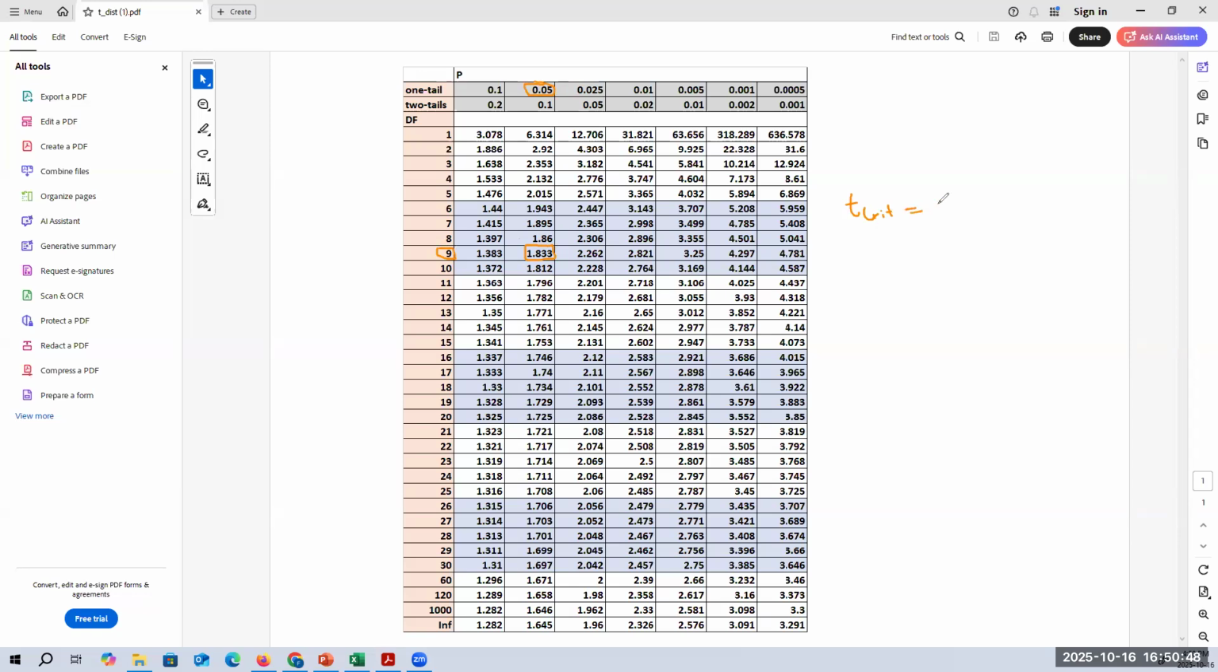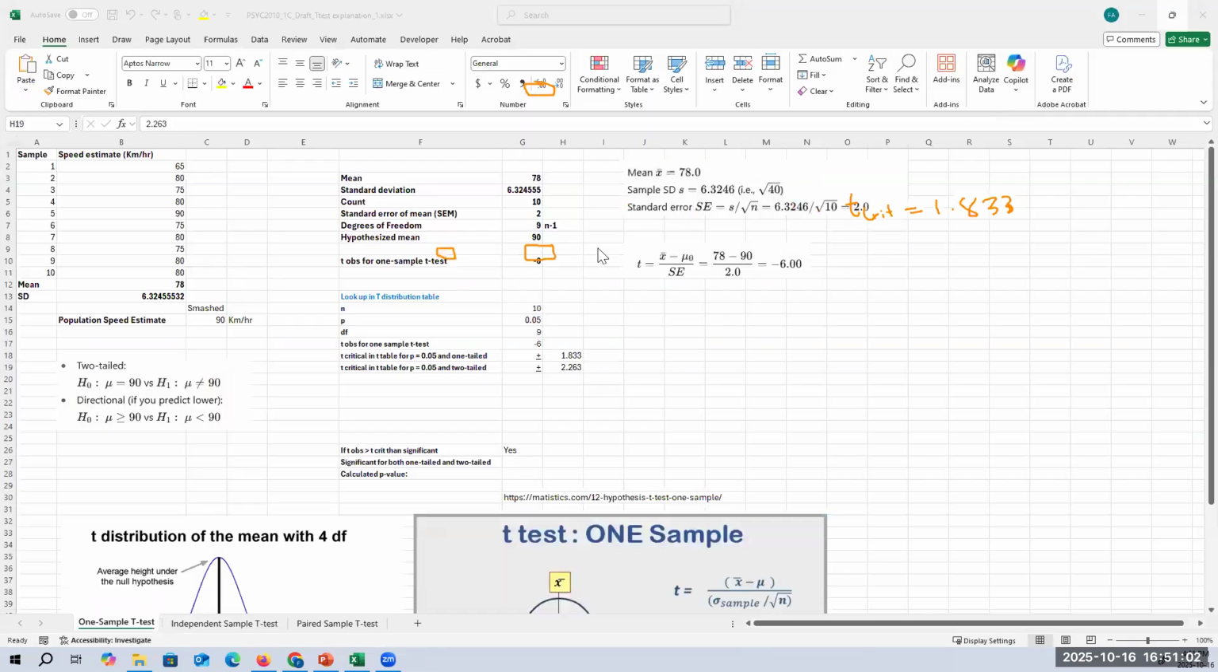so if our t observed is higher than this value, that means that it's significant. But we do expect a negative value because it's lower, right? But how lower is it? Very long terms. And it's a negative 6.00. And so that suggests that it is a significant effect.